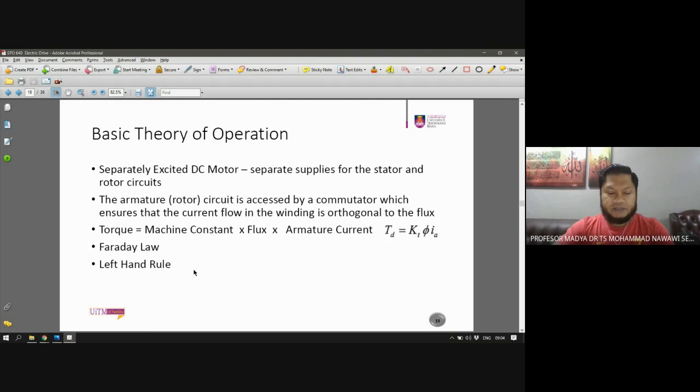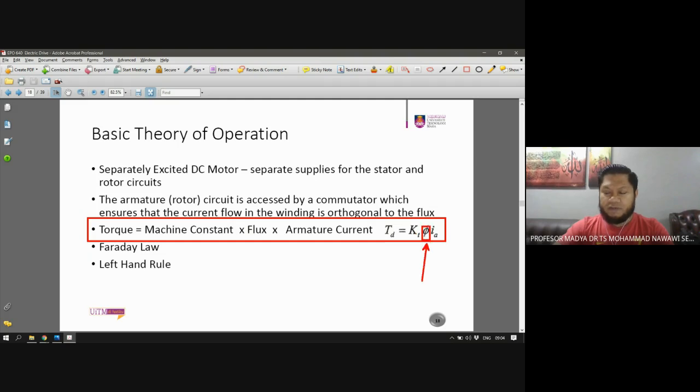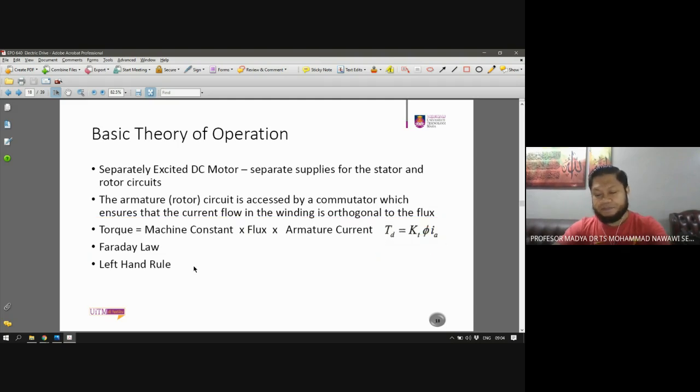Some basic theory: torque equals K flux, KT. This is the basic equation. You have a machine constant multiplied by the flux, produced by the field winding, and then the armature current. This armature current multiplied by flux, multiplied by the machine constant, gives you the torque of the machine.